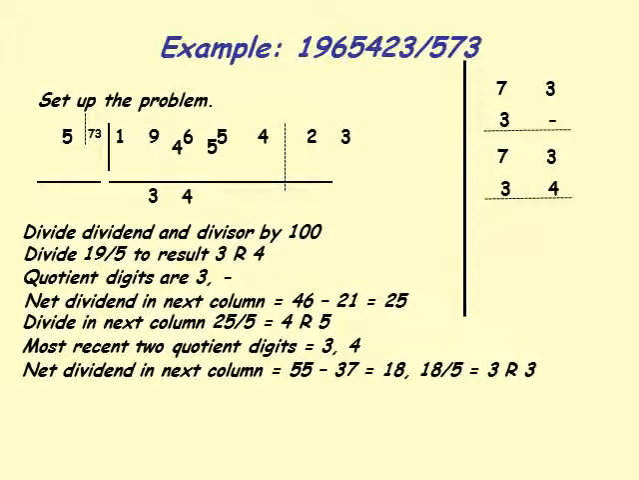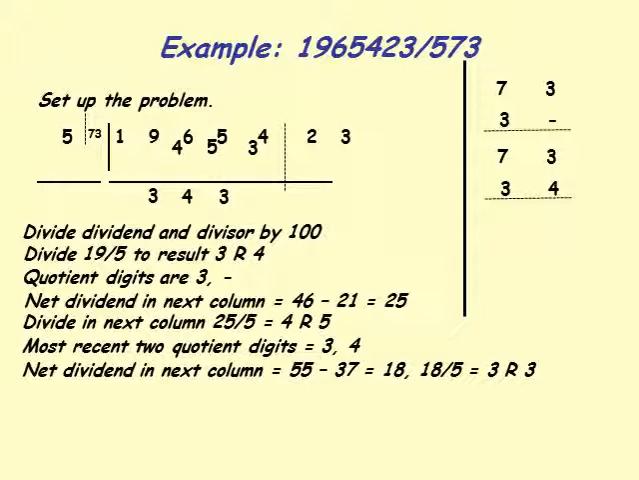Now net dividend next column is 55 here minus 7 times 4 is 28, and 3 times 3 is 9. 28 plus 9 is 37. So 55 minus 37 is 18. We divide 18 by 5, the digit we are trying to divide by, and that gives me 3 remainder 3. So 3 remainder 3.